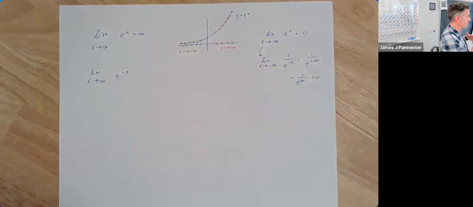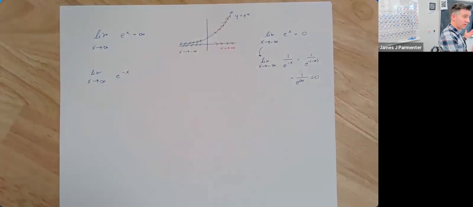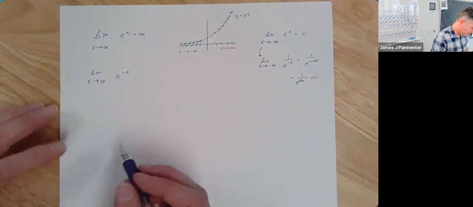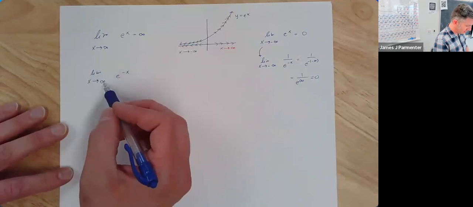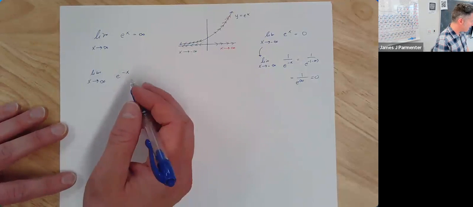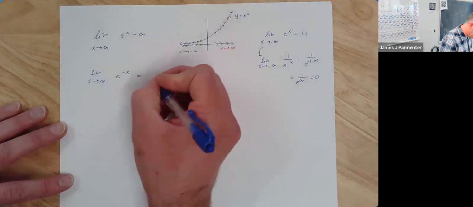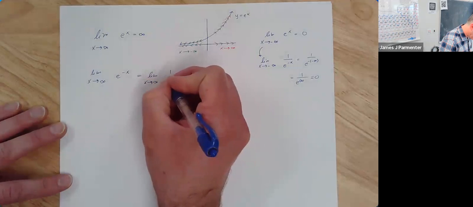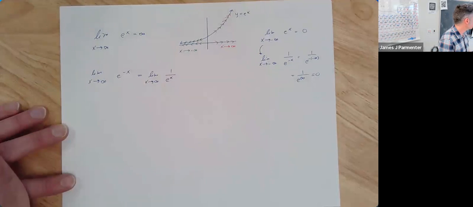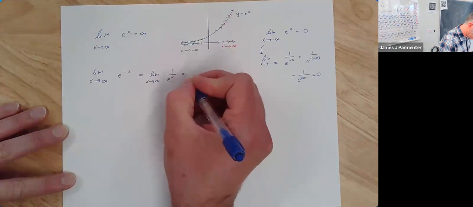I like to think about things getting really big and then deciding if they're in the numerator or the denominator. That's usually how I approach this kind of thing. In fact, the same deal here. Instead of writing this as the limit as x goes to infinity of e to the negative x, I would rewrite this as the limit as x goes to infinity of 1 over e to the positive x. And then my denominator is getting very large, my fraction is getting very small.